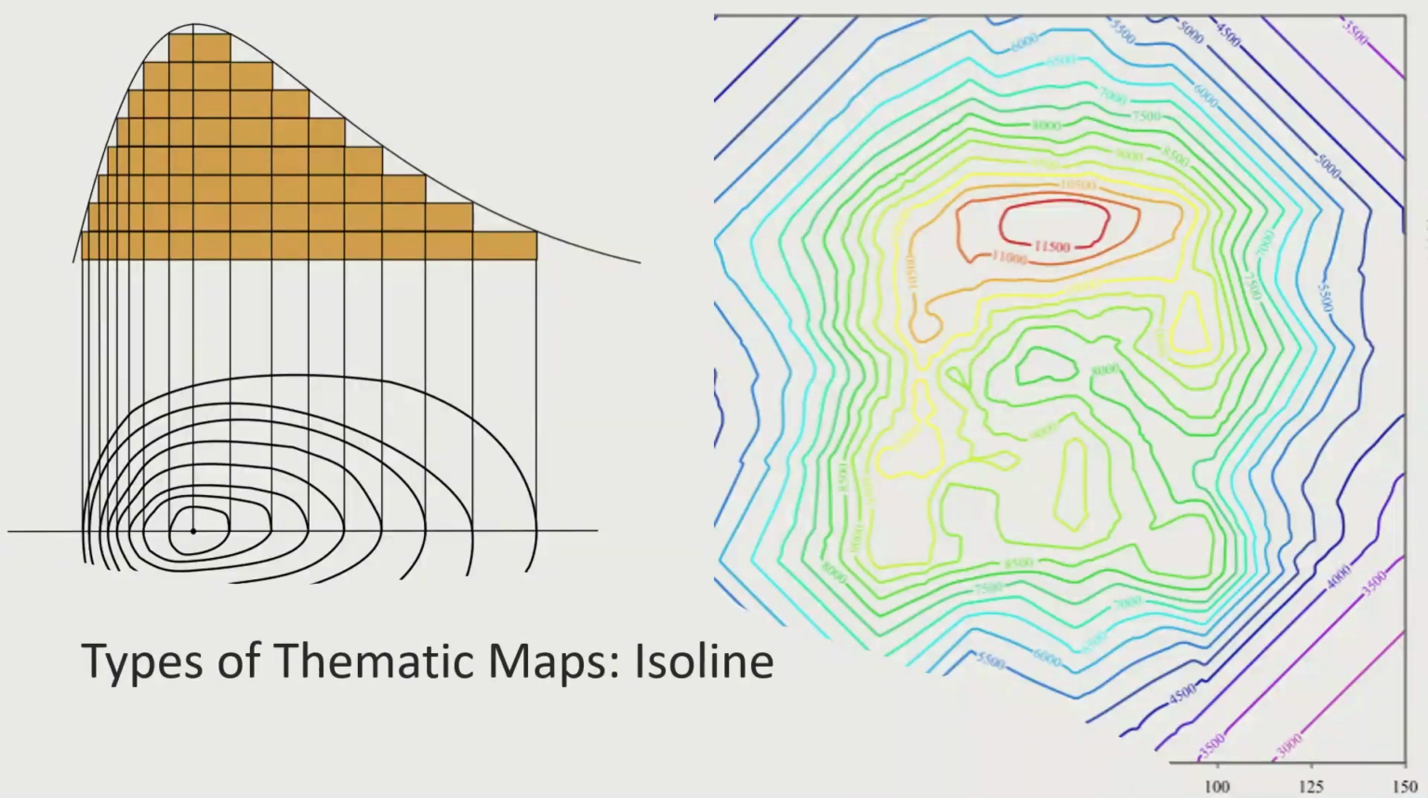We also have isoline maps. These are going to use lines to show us generalized areas in which they have similar data. For example, over here, this area right in here, we have 11,000 feet to 11,500 feet. So everything within this area is going to be within that height. We also see isoline maps oftentimes when we're talking about climate and weather.